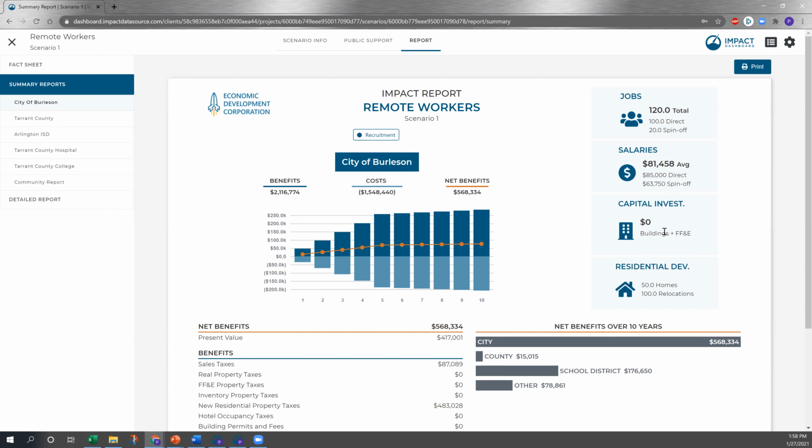So again, this is the case where it's remote workers coming in, and so there isn't really a business making an investment, and so there's no property taxes paid by the company, so to speak. On the residential impact side, again, 100 people are relocating to the area because it's all 100 of those workers, and we're saying 50 new homes, right? Or we're giving them credit for 50% of those property taxes.